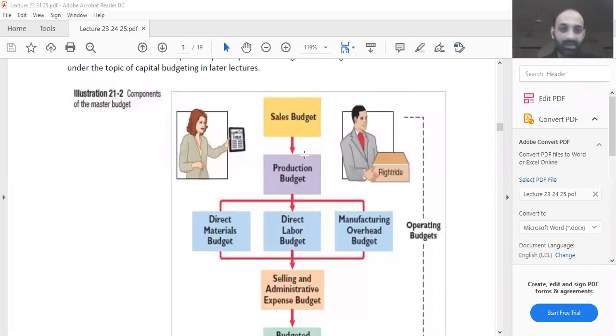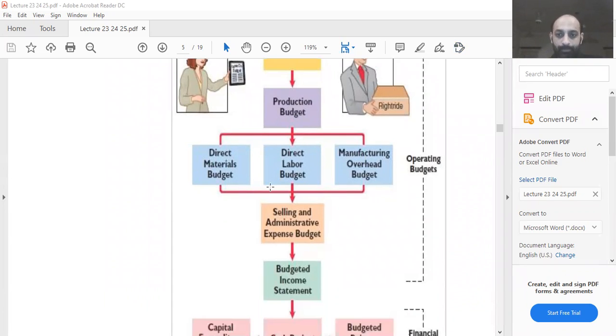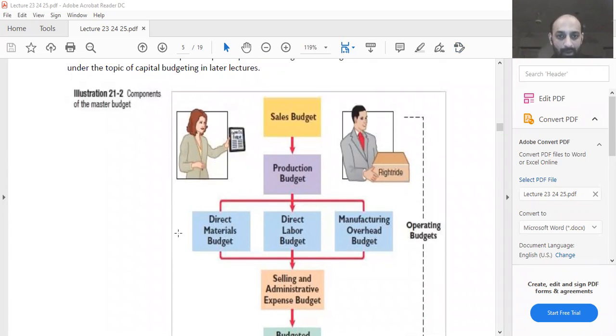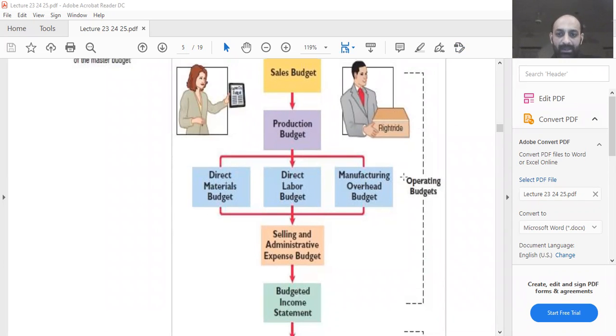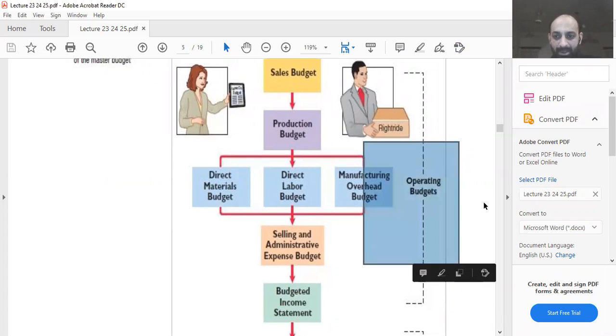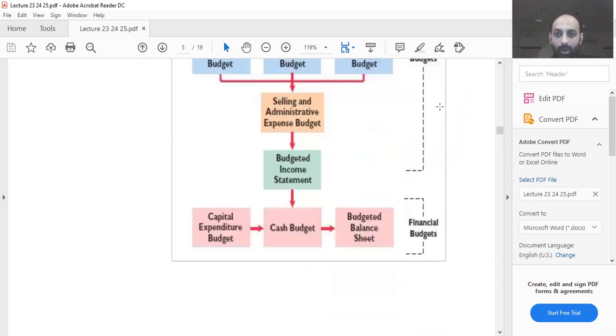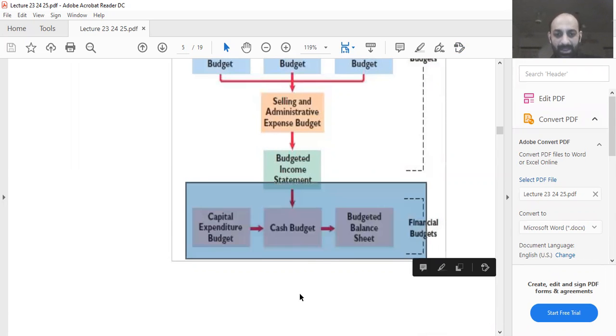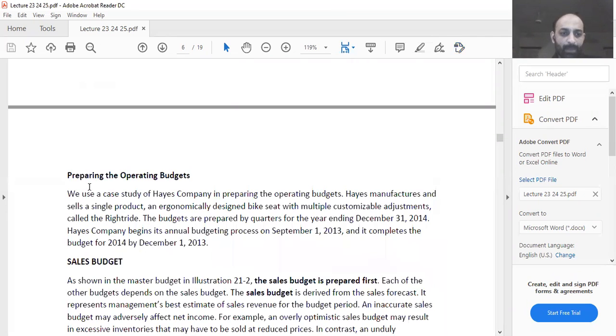Welcome to lecture number 24. In lecture number 23 we started with the basics of budgeting. We did the flow of how the master budget is made. The first step is when you make the operating budgets, and then from the operating budgets, you get the budgeted income statement, and using that budgeted income statement, you make the financial budgets. Now we will start with preparing the operating budgets.